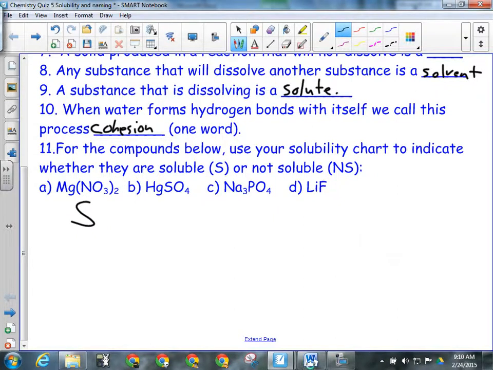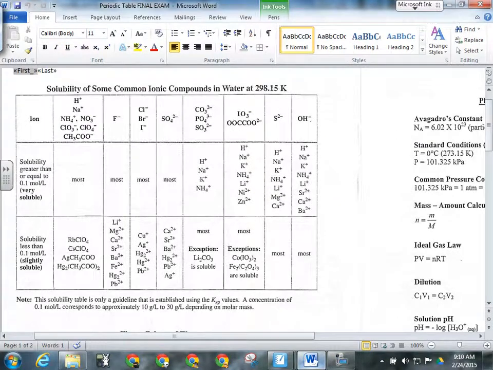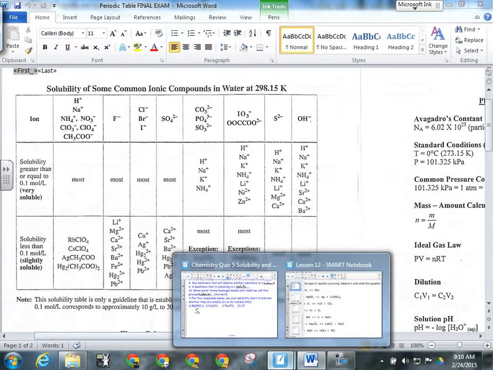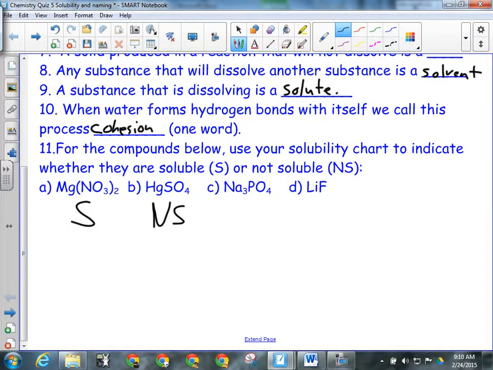Okay, for B, we've got mercury(II) sulfate. Okay, so we're going to look up in our solubility chart. Sulfate says it's soluble with most things, but I do see mercury 2+ listed down here. So this is not soluble for 1 mark.